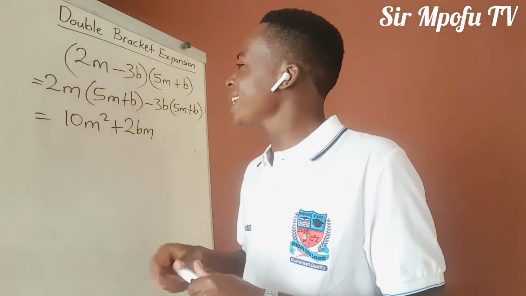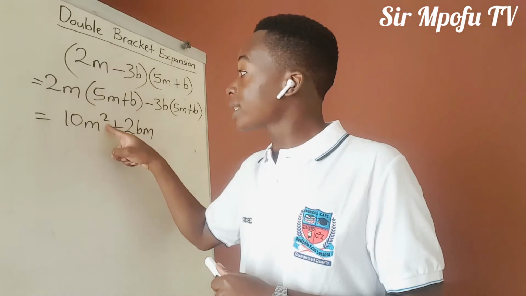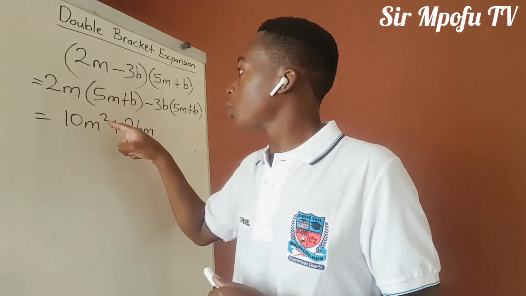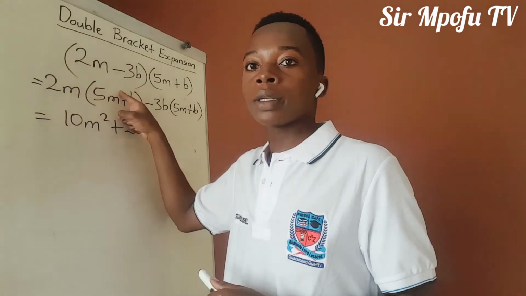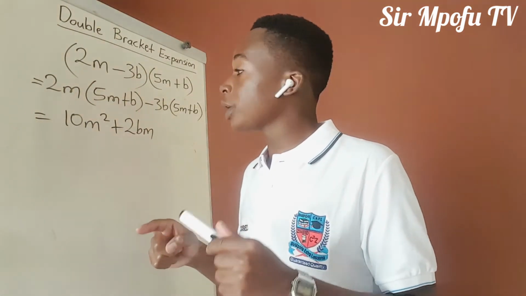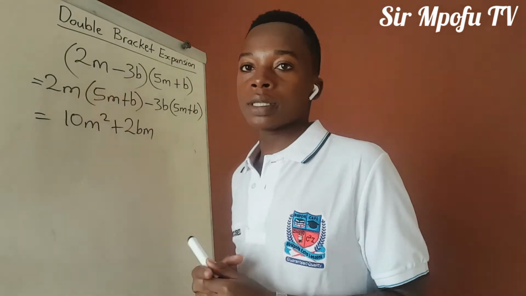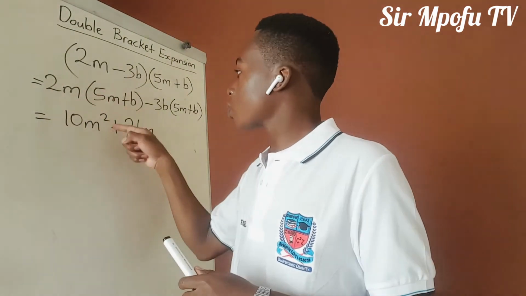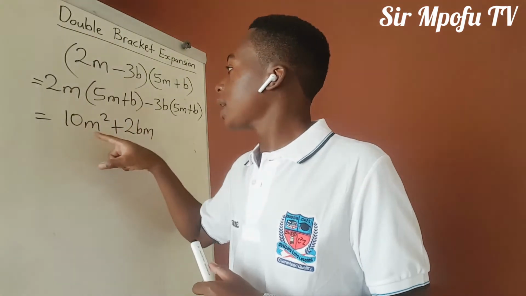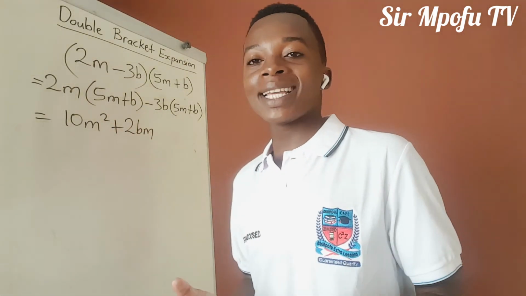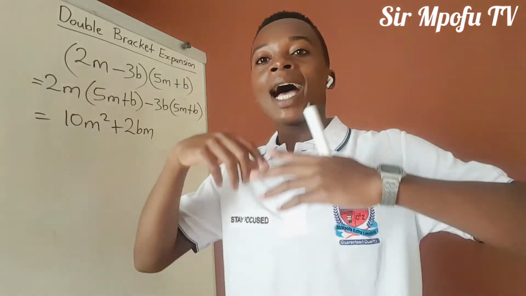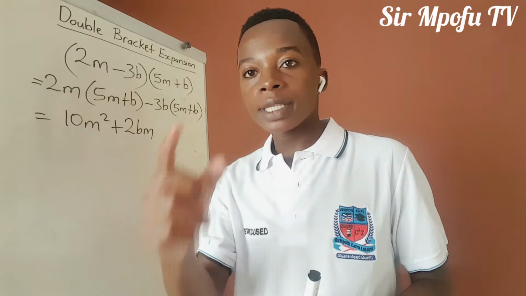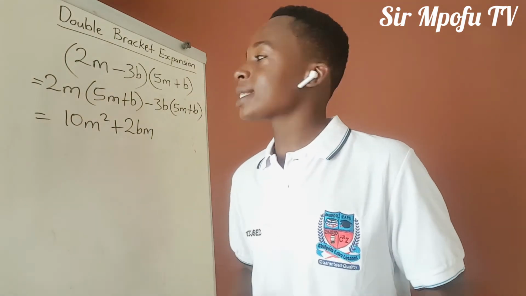Someone might ask, where is the squared coming from? The squared is coming from m times m. Remember, it's m to the power 1 times m to the power 1. According to the laws of exponents, or laws of indices, when you're multiplying quantities with the same base, we add the powers. So 1 plus 1 is 2. Now it would be 10m squared. The other thing I want you to understand is that when you're expanding brackets, number multiplies number, algebra multiplies algebra, and sign multiplies sign as well.